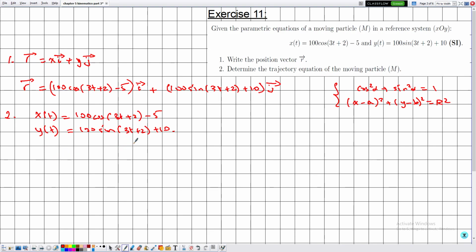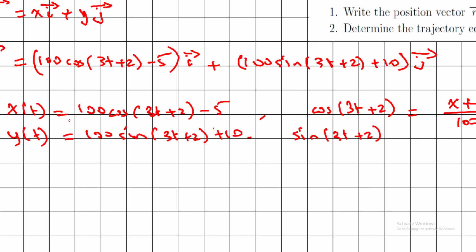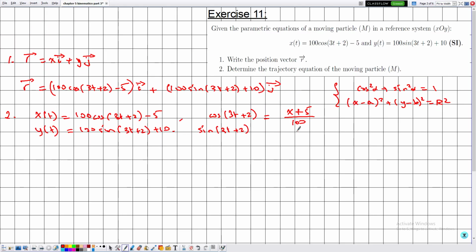Now, how do we determine the equation of the circle? In theory, we will proceed by the same method. We need to get rid of the time. In order to do so, we need to get rid of the trigonometric relations given by cosine and sine. Let's express cosine in terms of x: cosine (3t plus 2) is equal to (x plus 5) divided by 100. As for the sine (3t plus 2), what I'm doing here is dragging the constant to the other side and dividing by this factor. So it will be given by (y minus 10) divided by 100.